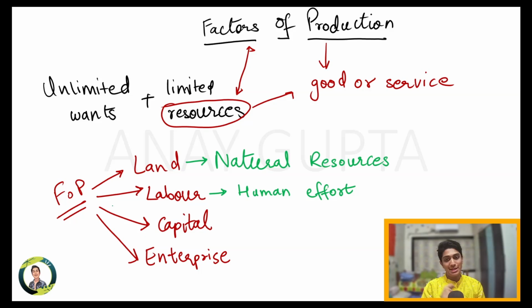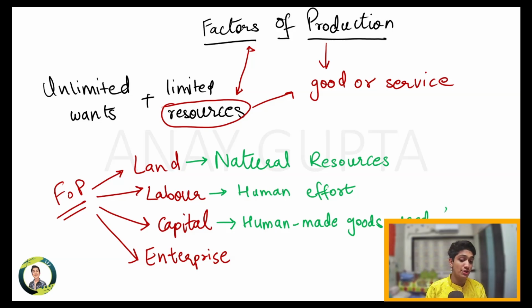Capital is the human made goods. Okay, human made resources or goods used for production. Now this is a key word here, used for production. I'll get to it later.